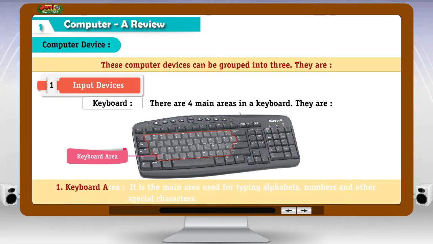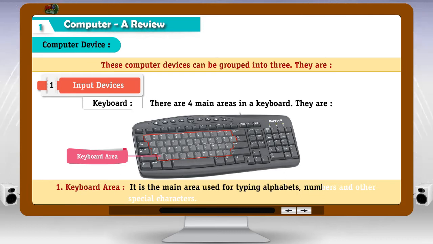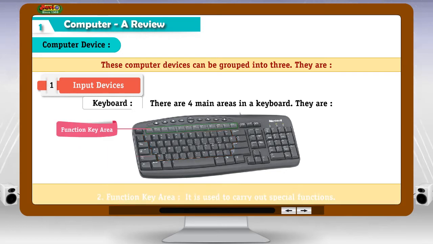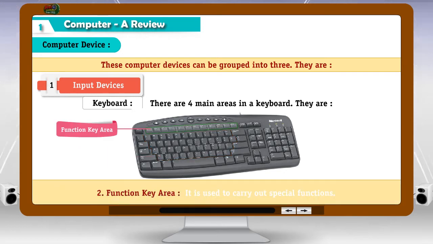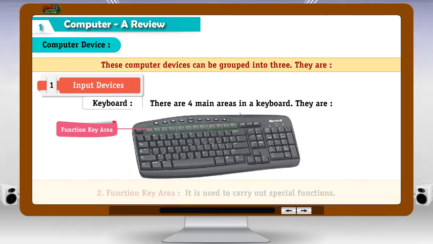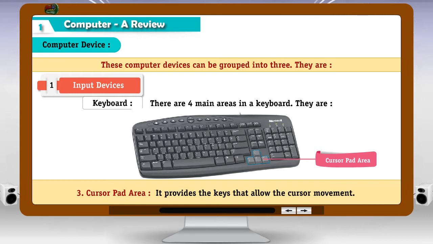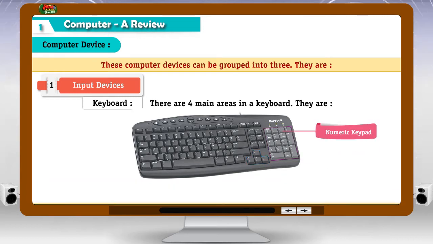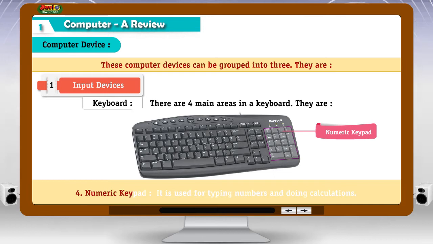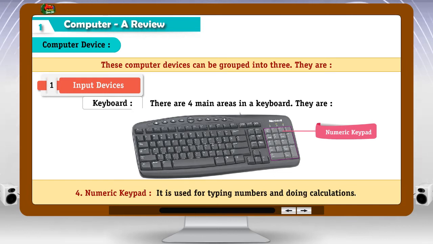1. Keyboard area. It is the main area used for typing alphabets, numbers, and other special characters. 2. Function key area. It is used to carry out special functions. 3. Cursor pad area. It provides the keys that allow the cursor movement. 4. Numeric keypad. It is used for typing numbers and doing calculations.